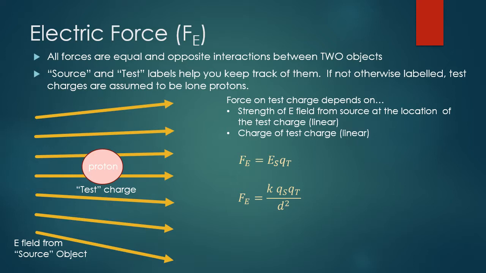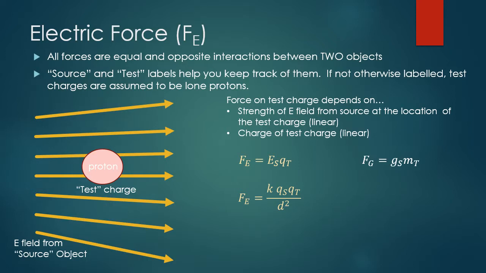And I also really like this because it helps you see the Newton's third law relation. We know that multiplication is commutative, so it doesn't matter what order we multiply these things, and it doesn't matter which object's the source and which object's the test. You're going to get the same amount of force either way, which is Newton's third law.